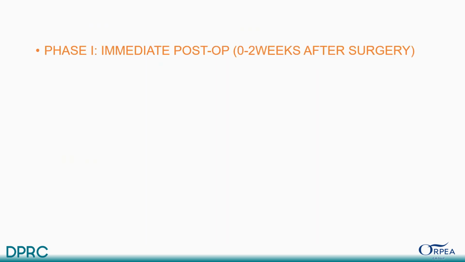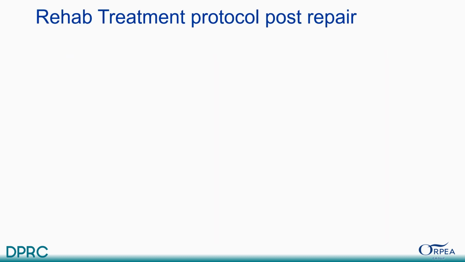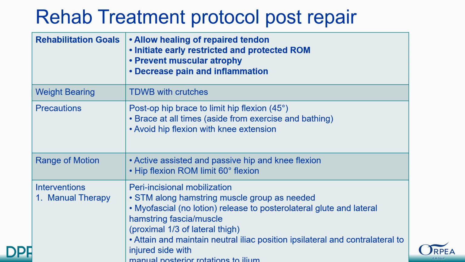Phase 1, immediate post-op, 0 to 2 weeks post-surgery, treatment rehab protocol, post-repair. Main goal: allow healing of the repaired tendon, initiate early restricted and protected range of motion, prevent muscular atrophy, decrease pain and inflammation. Weight bearing: toe touchdown weight bearing with crutches. Precautions: post-op hip brace up to 45 degrees of hip flexion, brace at all times aside from exercising and bathing, avoid hip flexion with knee extension.